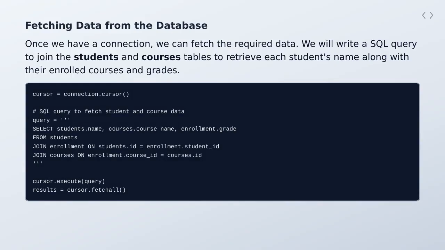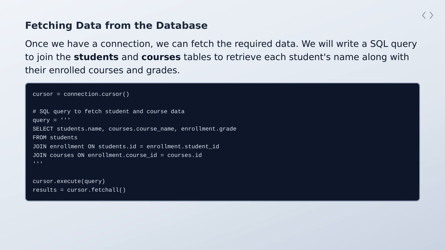This section covers fetching data from the database. Once we have a connection, we can fetch the required data. We will write a SQL query to join the students and courses tables to retrieve each student's name along with their enrolled courses and grades.